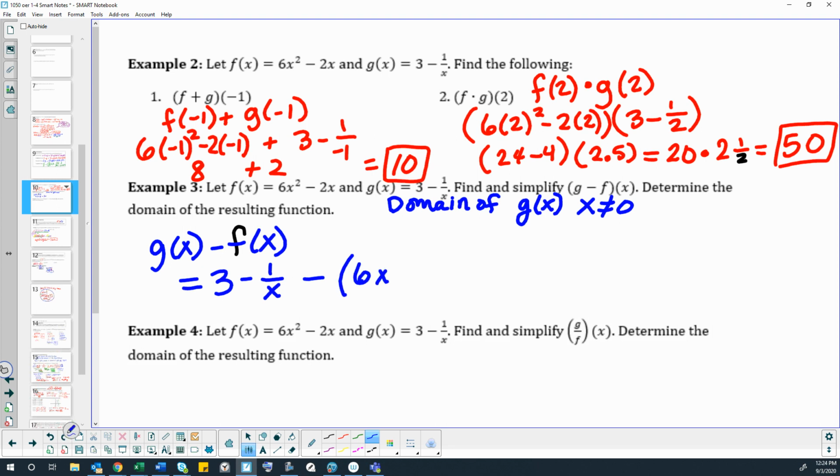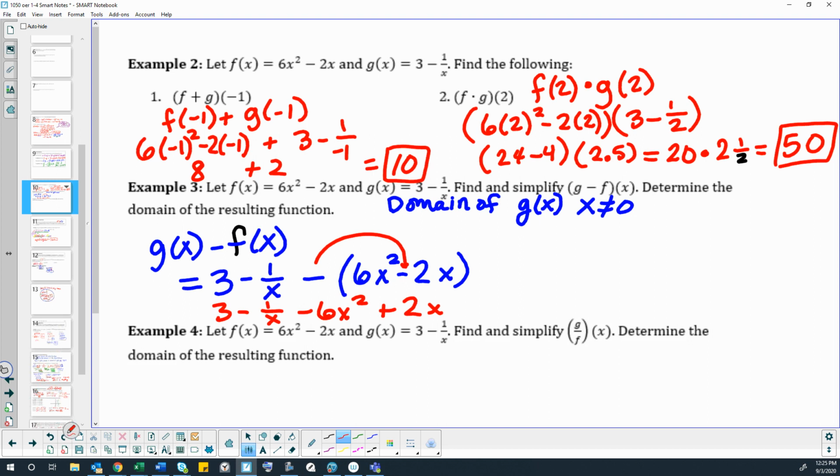Now be careful. If you subtract something, you must not forget to distribute the negative through as part of that subtraction. So, in other words, we're subtracting 6x squared and then subtracting 2x. What is subtracting 2x doing to that 2x? It's going to be adding 2x instead. So we're going to have 3 minus 1 over x minus 6x squared plus 2x, because that negative affects that sign right there and changes it to a positive.